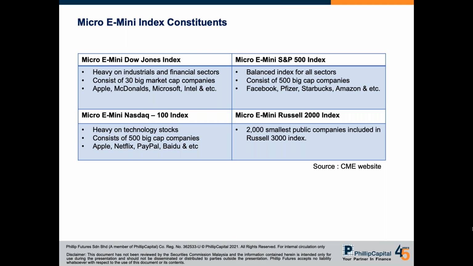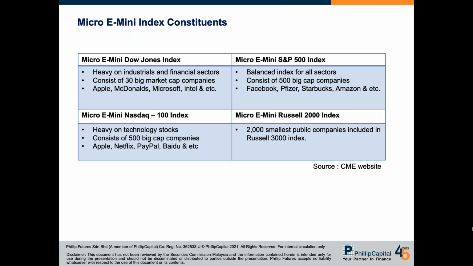And then the second one, we have the micro E-mini S&P 500 index. It is designed to manage exposure to the 500 US large cap stocks tracked by the S&P 500, which is a broad-based, market cap weighted index that tracks 500 of the largest US companies. So it is a balanced index across all sectors. We also have Facebook, Pfizer, Starbucks, Amazon. I guess you are all familiar with these companies, and there's a list of them.